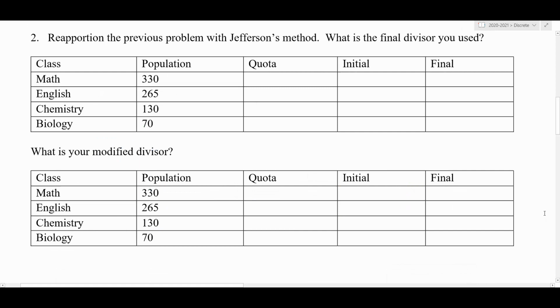Okay, so now here in number 2, what we're going to do is reapportion the previous problem with Jefferson's method. So we're going to use a different method, but the same information, and nothing has changed other than the method that we are going to use here. If you recall, Jefferson's method had what was called a modified divisor, and we'll talk about that in just a minute.